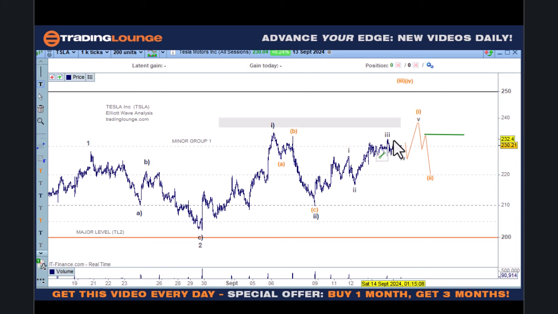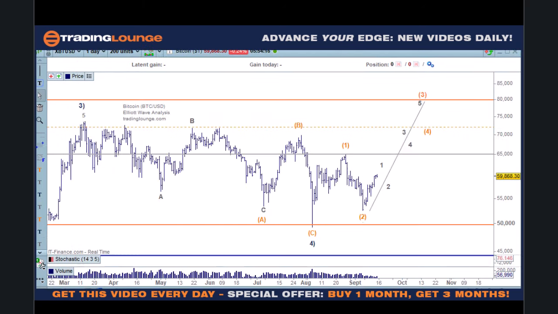I'm not sure if that's wave 3 here or here, but it doesn't really matter. We'll just wait for this to play out, top and turn here, and then we'll look to pick it up at that point and build in. And then we come over to Bitcoin.